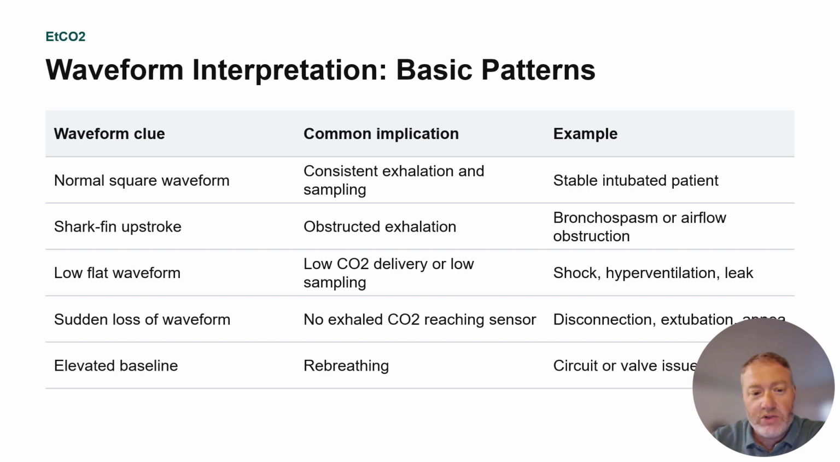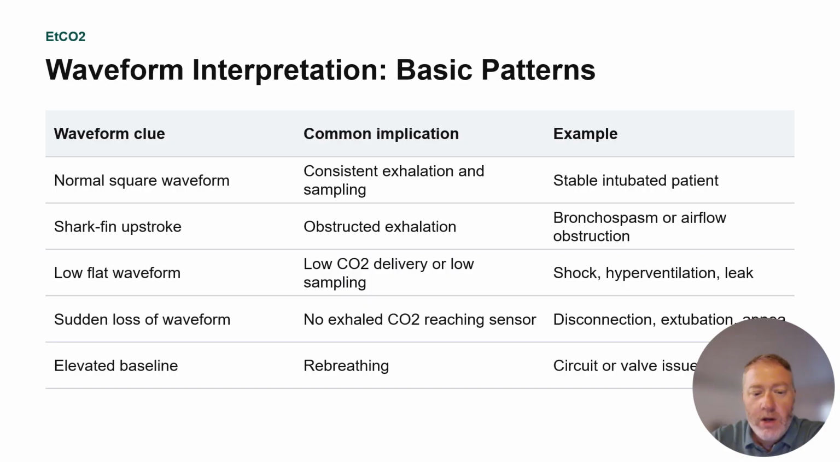If there's a shark fin upstroke, that's indicative of an obstruction, something that is obstructing on the exhalation side of the breath cycle. Examples are bronchospasm, airflow obstruction. If the waveform is low and flat, then that typically indicates low CO2 delivery or low sampling. It's just not getting adequate perfusion to be able to read properly.